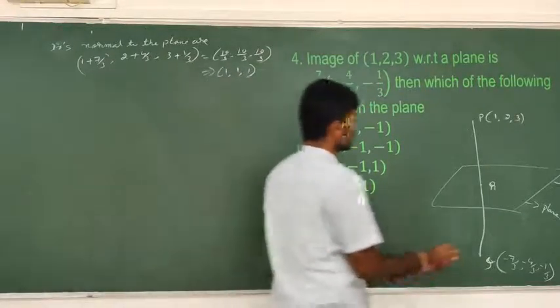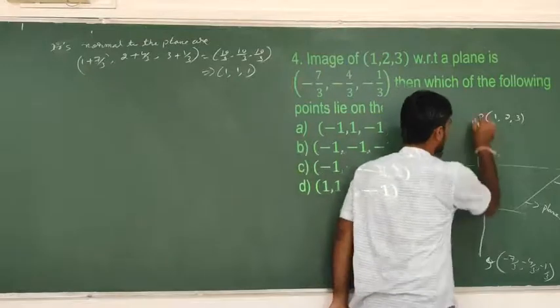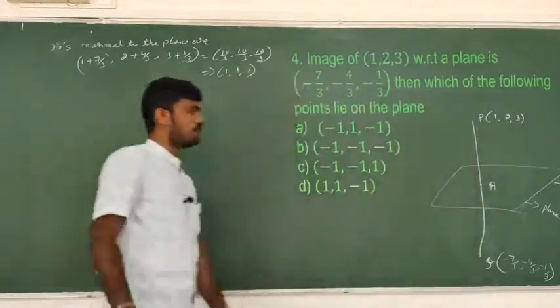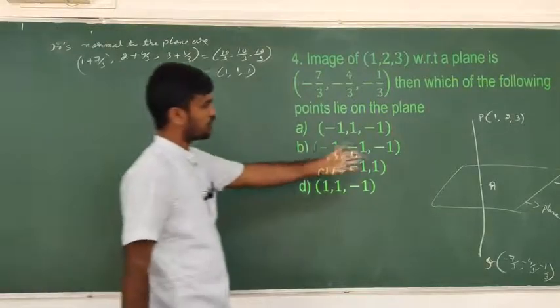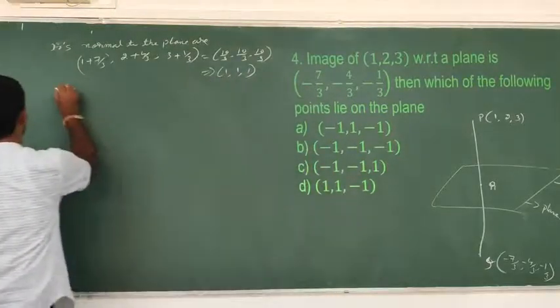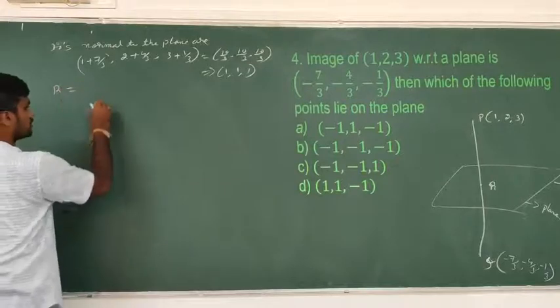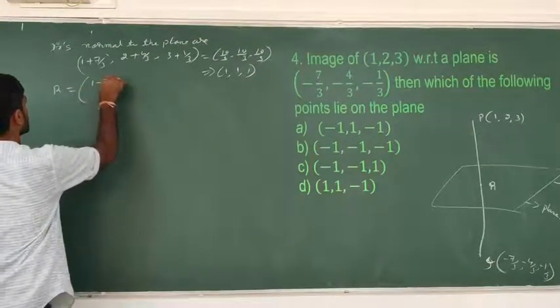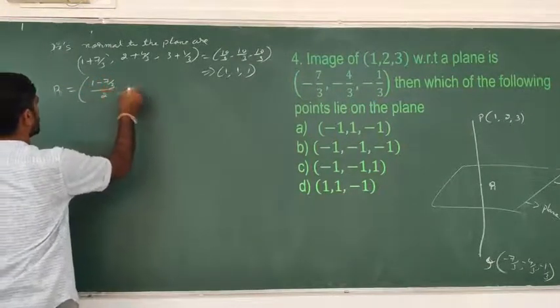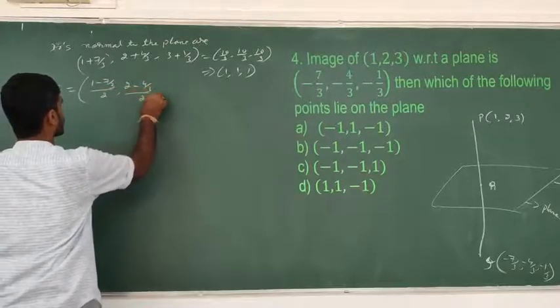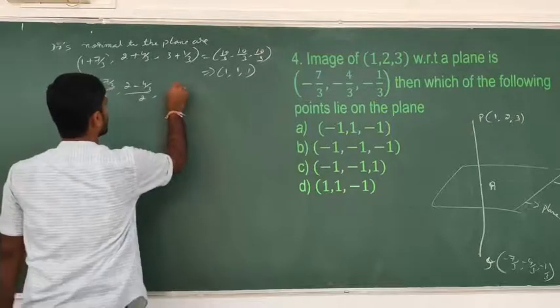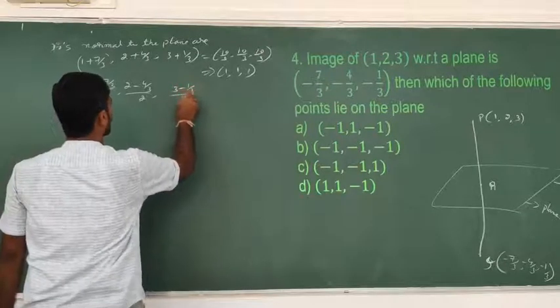Now R is the midpoint of PQ. Then we can calculate the coordinates of R by using the midpoint formula. Then R is equal to 1 minus 7 by 3 whole divided by 2, comma, 2 minus 4 by 3 whole divided by 2, comma, 3 minus 1 by 3 whole divided by 2.